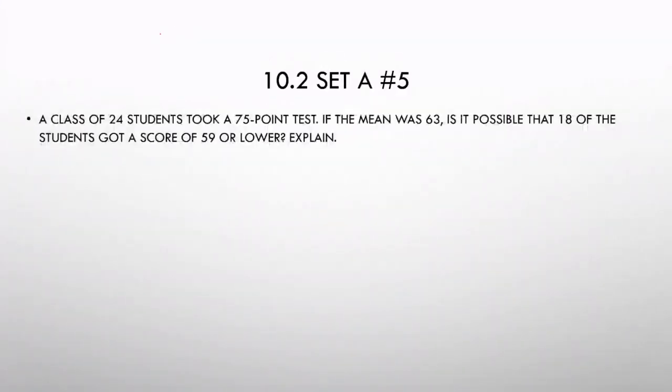Okay, next we're going to look at number 5. It says a class of 24 students took a 75-point test. If the mean was 63, is it possible that 18 of the students got a score of 59 or lower?